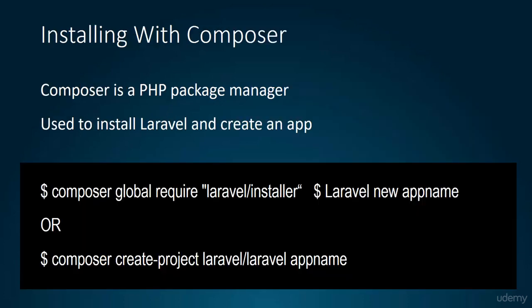Alright, so the way that we install Laravel is with Composer, which is a PHP dependency manager or package manager, similar to NPM for Node.js if you've ever worked with that. It's used to install Laravel as well as create an application. You can either do it like this, composer global require, the installer, and then you can run laravel new and then the application name, or you can just use composer create-project and say laravel/laravel and then your application name. So very easy. We'll be using this method.